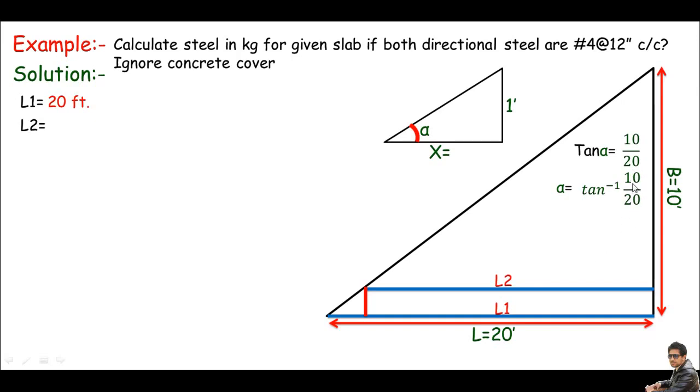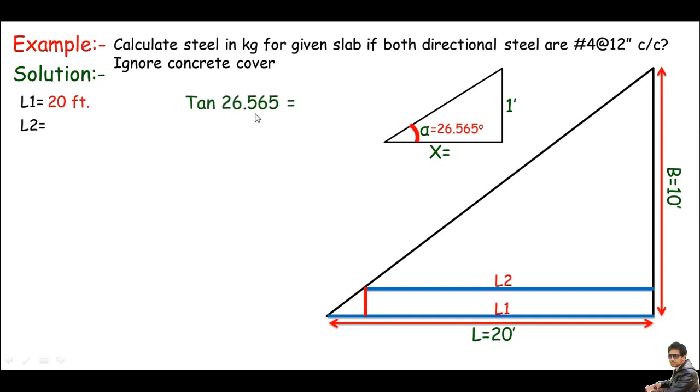When you just divide 10 by 20, you can get 0.5. It means tangent inverse of 0.5 is just 26.565 degrees. It means we got it, right? Now we can just find this x using tangent of theta again.